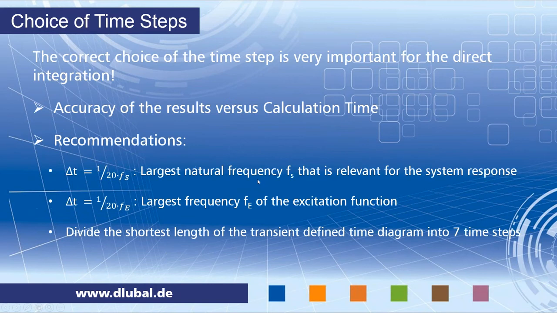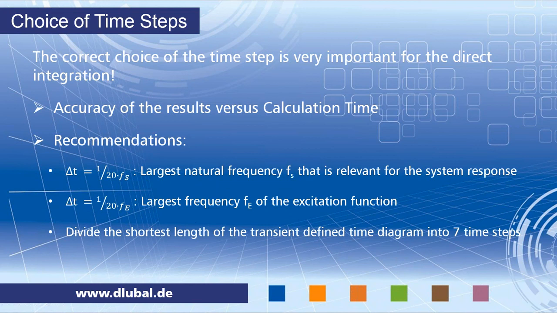Then I already said that the choice of time step is very important. It is a compromise between accuracy of the results versus the calculation time. The smaller the time step, the longer it calculates, but the more accurate the results. There are some recommendations available: you should choose the largest natural frequency of your system that is relevant for the system response, and apply this formula, and then you get a delta t. In our case, the relevant frequency of our system is 3.6 Hertz, and this formula leads to 0.014 seconds.